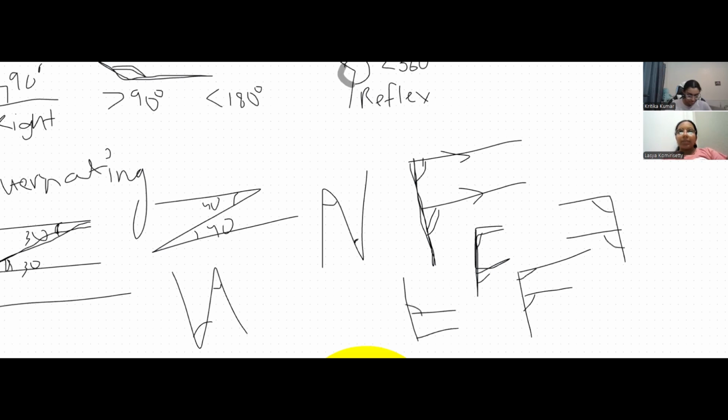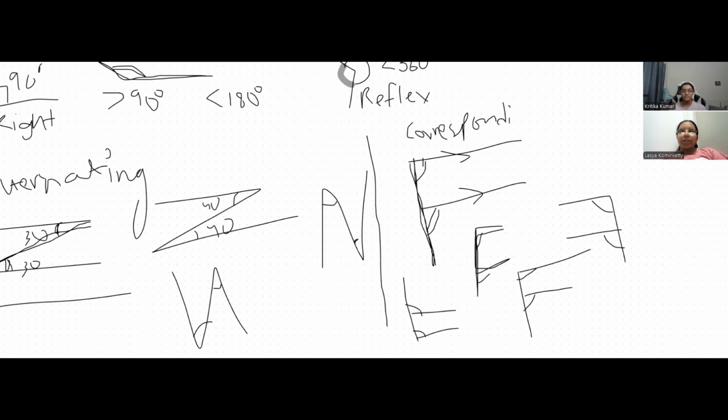And let me just label that. These are called corresponding angles. Yep. And then we have a little more to learn.